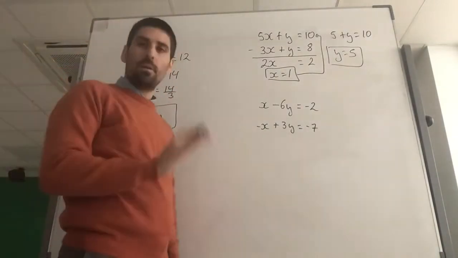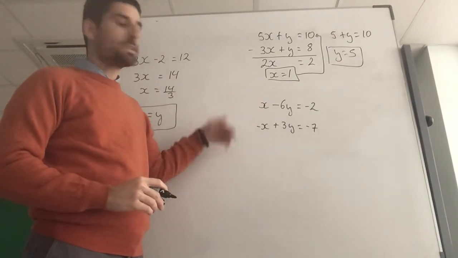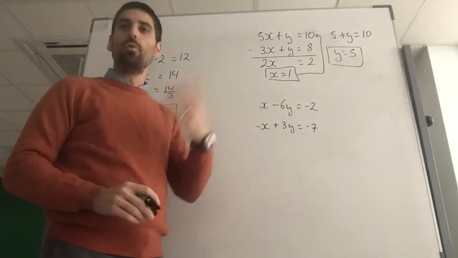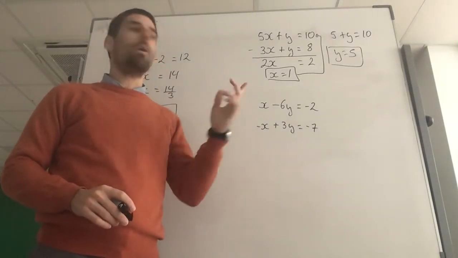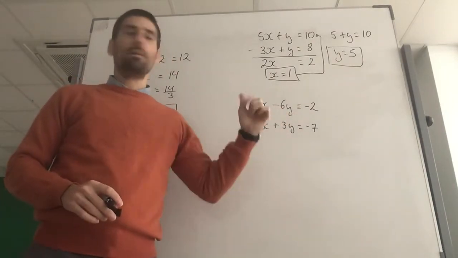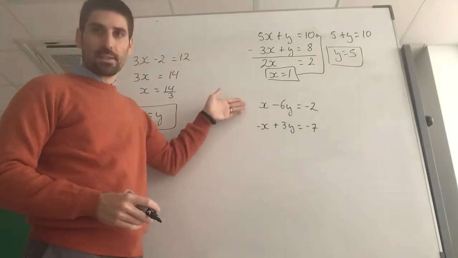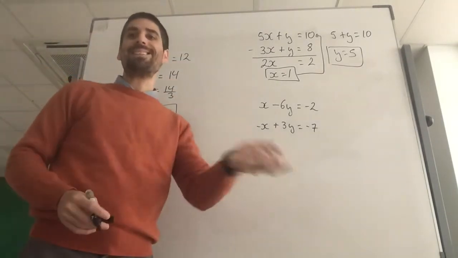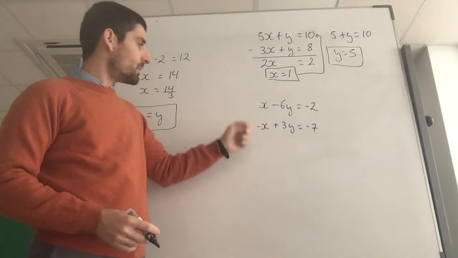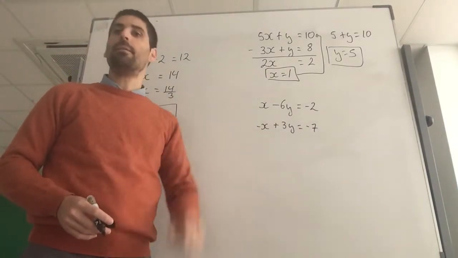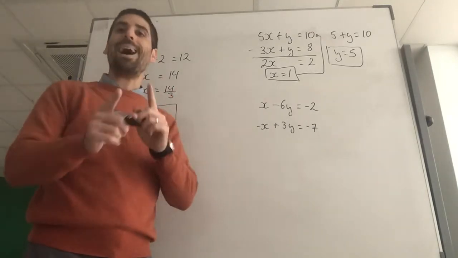Example number 2. Almost done with the video. 2 simultaneous equations, 2 unknowns. Again, step number 1, what was it? Of which variable do I have the same amount? X's or Y's? Correct. I've got the same amount of X's. Step number 2, check the signs of the X. Are they the same or are they different? One is positive, one is negative. They are different. And we said that when the signs are different, what are we going to do? Add. We are going to add.